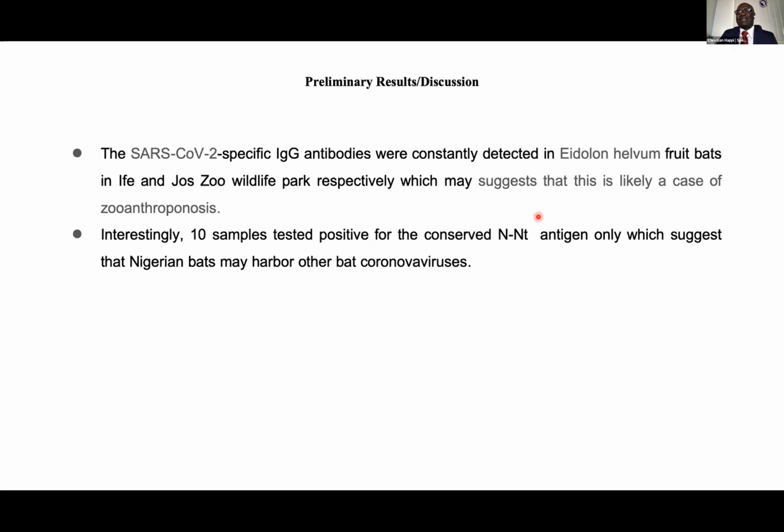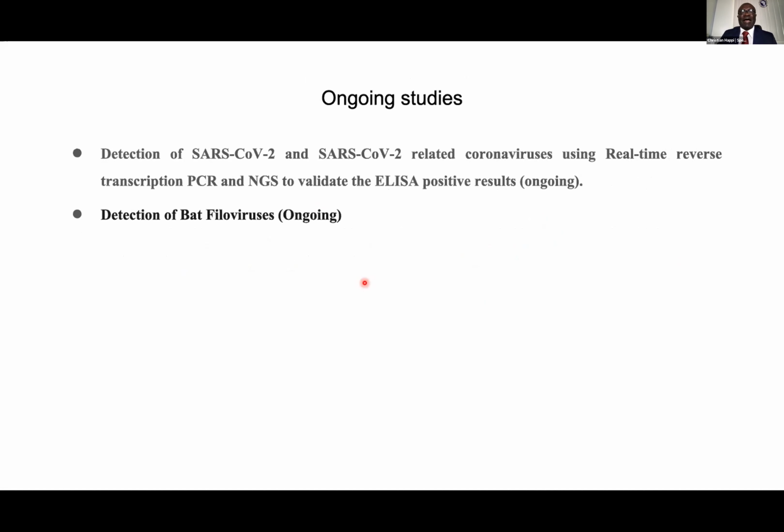And that really suggests likely cases of zoonosis in this case. But what we also found is that 10 samples tested positive for this conserved NP antigen, which suggests that the Nigerian bats may also be harboring other coronaviruses. So an ongoing study that we're doing now is to identify SARS-CoV-2 related coronaviruses and other coronaviruses in real time, using both PCR, NGS and metagenomics. We're also looking into the detection of bat filoviruses.